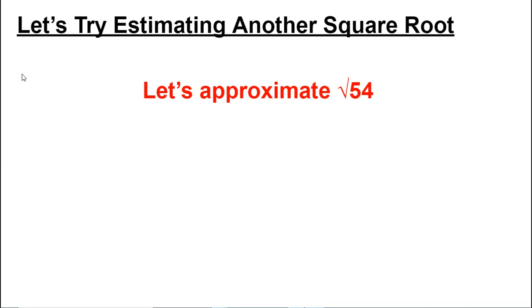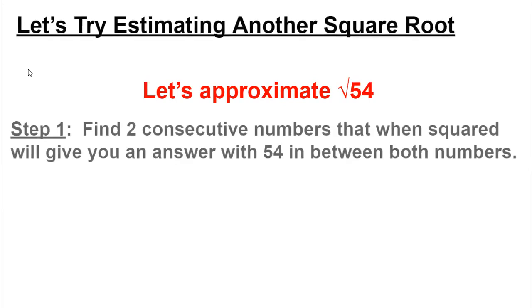There is no exact number that you can multiply by itself that's going to give you 54. So that's why it's irrational. So step 1, find two consecutive numbers that when squared will give you an answer with 54 in between both numbers. That's why I said memorize your squares up to 15. So if I can think in my head, 4 squared is 16, 5 squared is 25, 6 squared is 36, 7 squared is 49, 8 squared is 64.